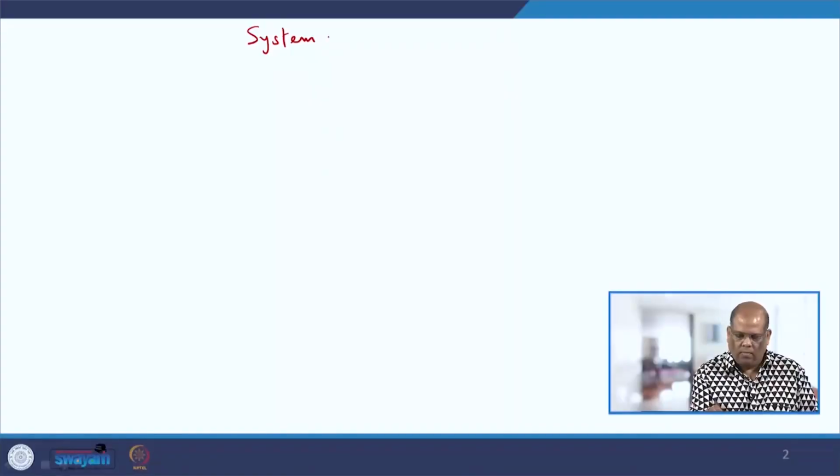Welcome to the course Excelling with Mathematical Modeling. We will be continuing with our discussion of the stability analysis of difference equations. So, today we start with a system of linear difference equations.